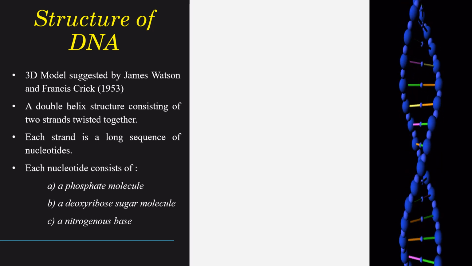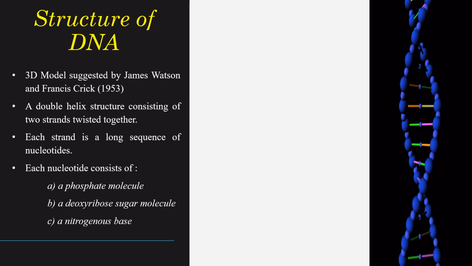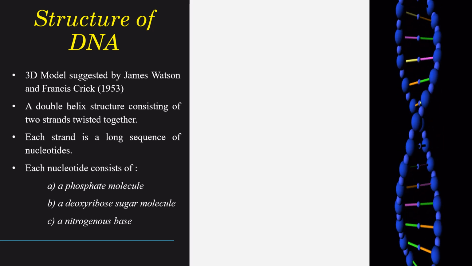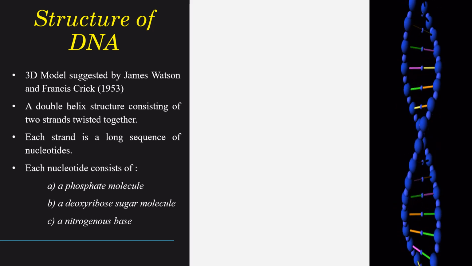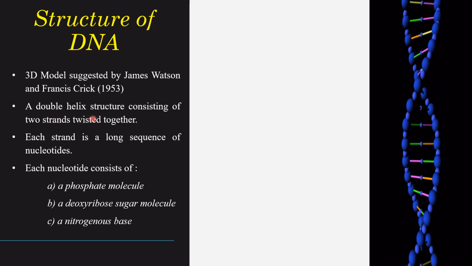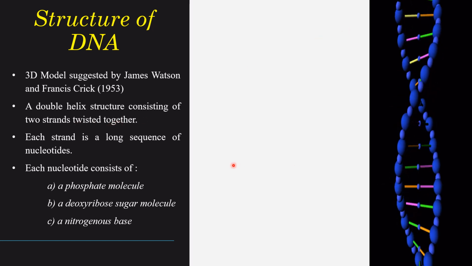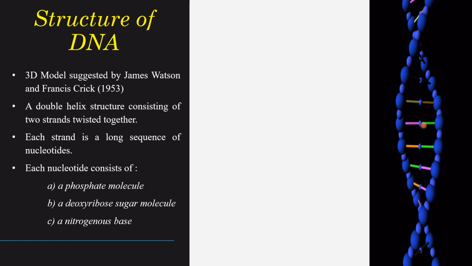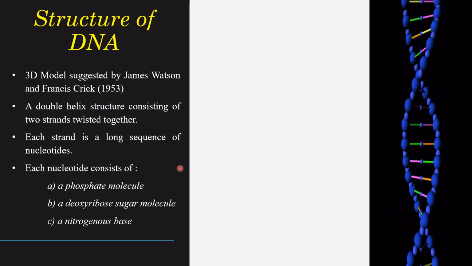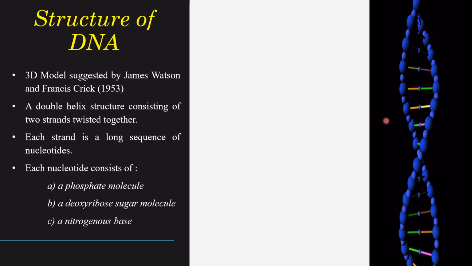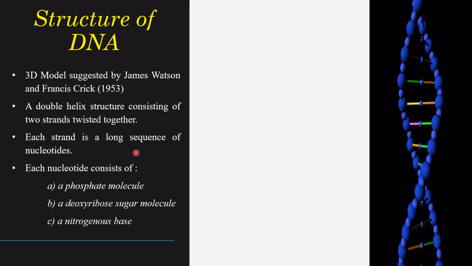Now come to the structure of DNA, which actually makes the whole chromosome. The three-dimensional double helix structure of DNA was suggested by James Watson and Francis Crick in 1953. This double helical structure consists of two strands twisted together, and each strand is a long sequence of nucleotides. As I told you before, a DNA strand is a polynucleotide chain.